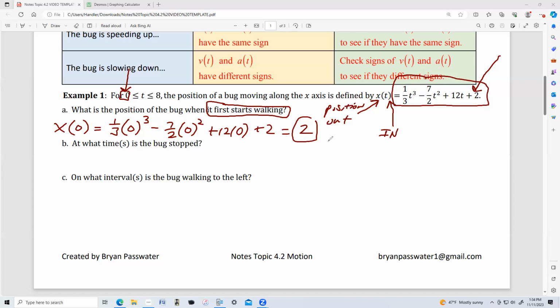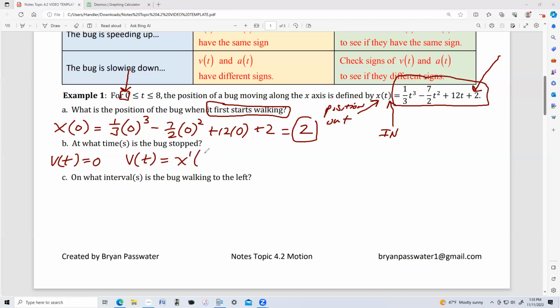Question B, at what time is the bug stopped? Well, if you look back on your notes, you'll notice that the bug is stopped when the velocity is 0. So you're stopped when the velocity is equal to 0. So we have to find a velocity function, set it equal to 0, and solve for t. So how do we go from position function x to velocity? Well, the velocity is the first derivative of position. So if we want the velocity function, it's exactly equal to the derivative of position.